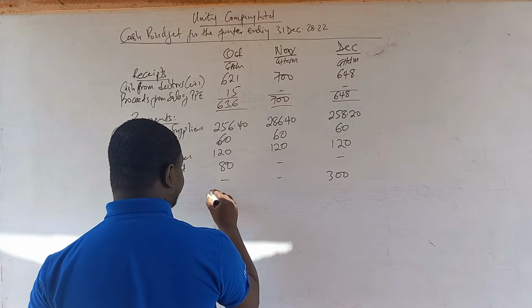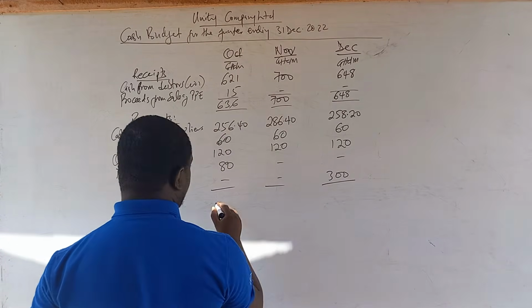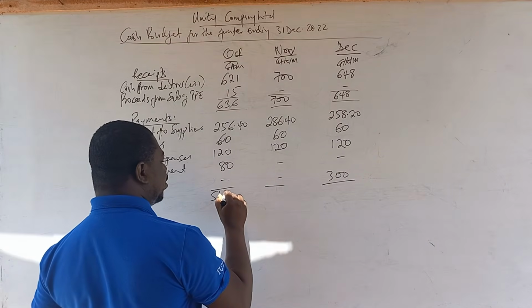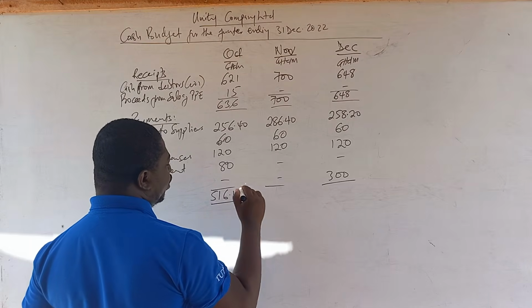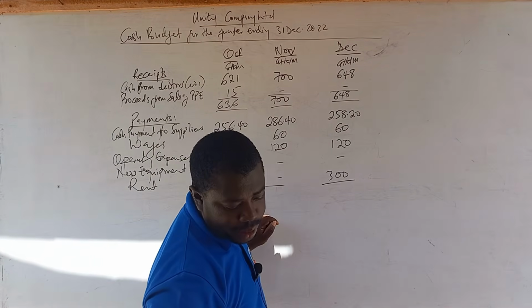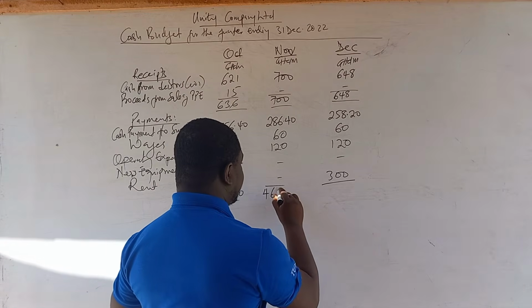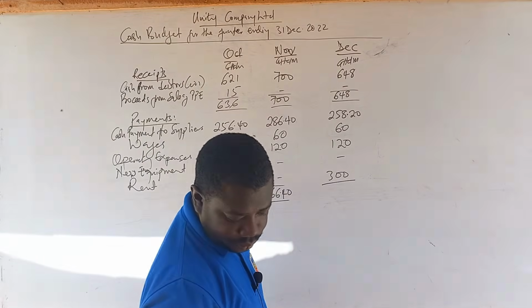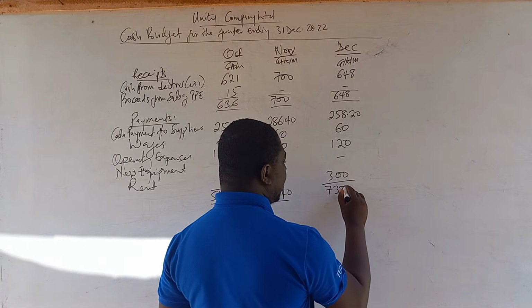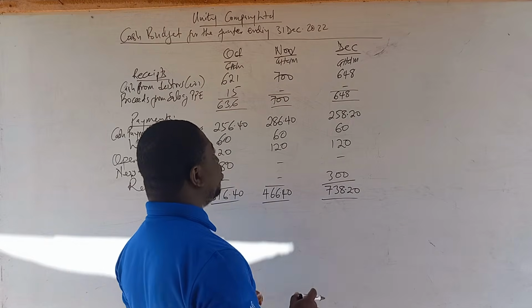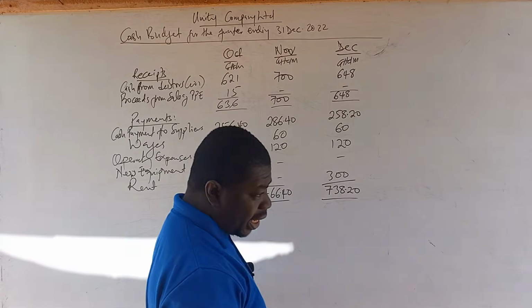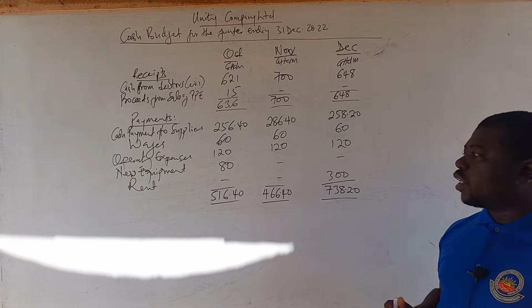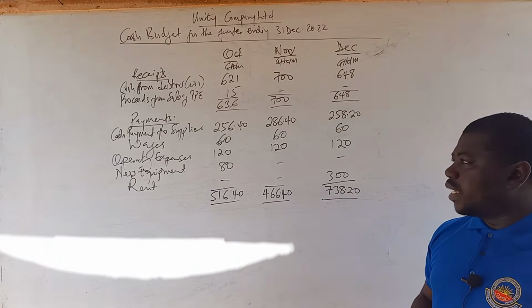So let's find the total payment. So in October, total payment becomes 516.40. Let us look at total payment for November. That is 466.40. And then in December, we have 738.20. So please, I didn't use a double underline. It's just one underline that I have used. Okay. So these are the total receipts, total payment. We are now going to do the balancing.